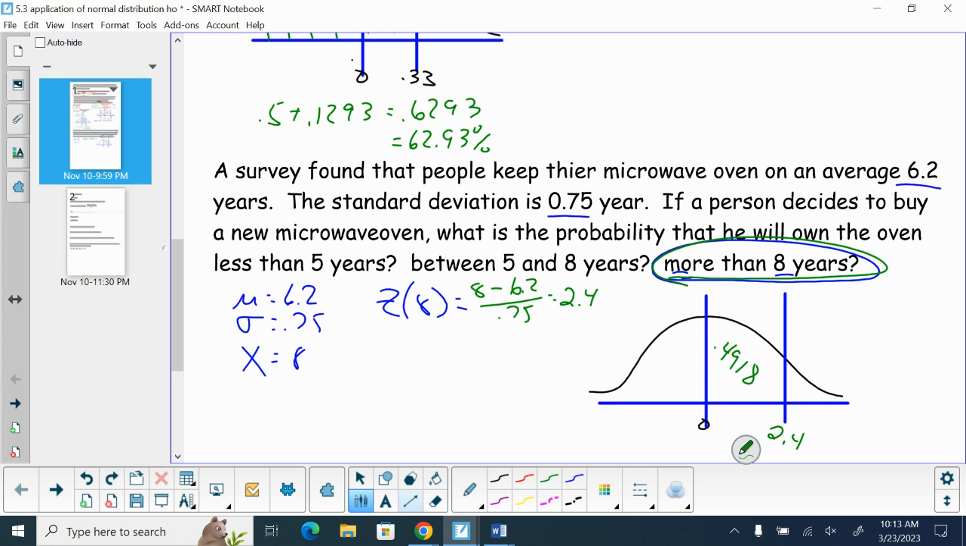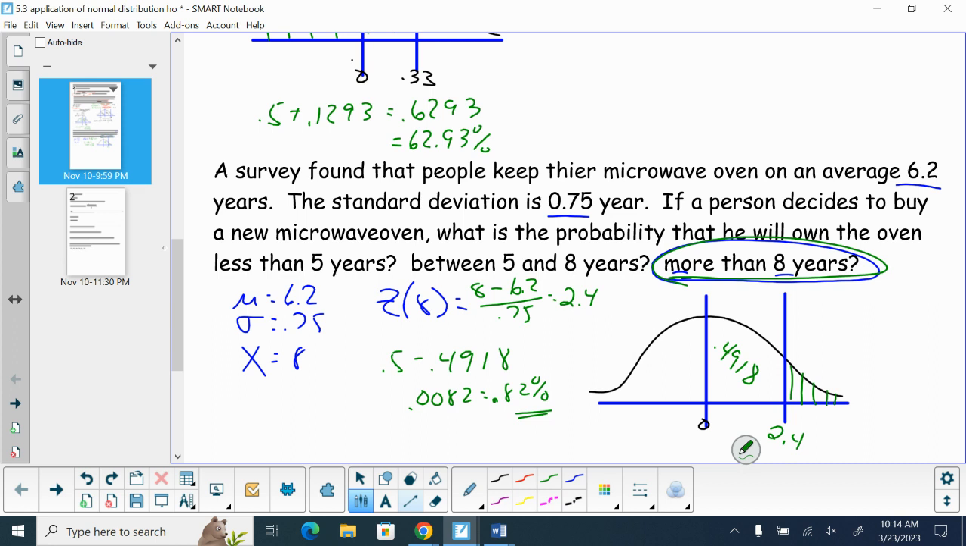Now we want to be more than, so we want to be greater than, so we're looking for this area right there. Jace, what are we going to have to do to calculate that area? Subtract from 0.5. So we have 0.5 minus 0.4918, and we come up with 0.82 probability or percent of microwaves that they keep after 8 years. Once again, I don't know where they came up with that survey, but that is something they came up with.